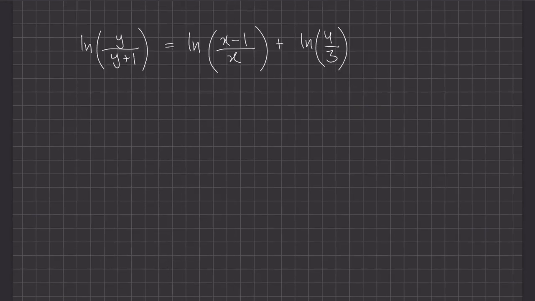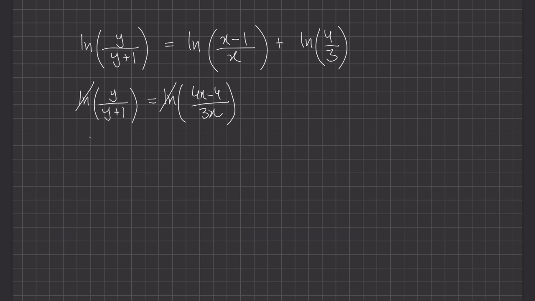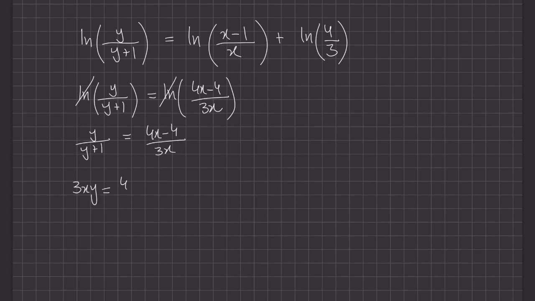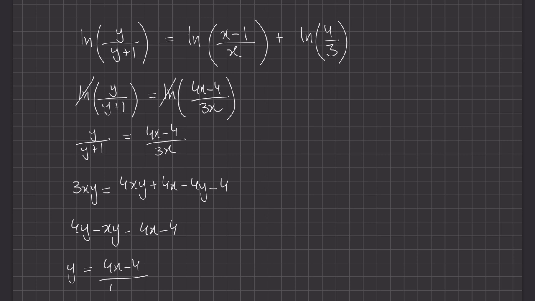This can be plugged back in. Then we have a plus sign between the two ln terms on the right, so the insides will multiply. Then log inverse can be taken on both sides to get rid of ln. And some basic algebra at the end gives us the answer. y equals 4x minus 4 over 4 minus x.